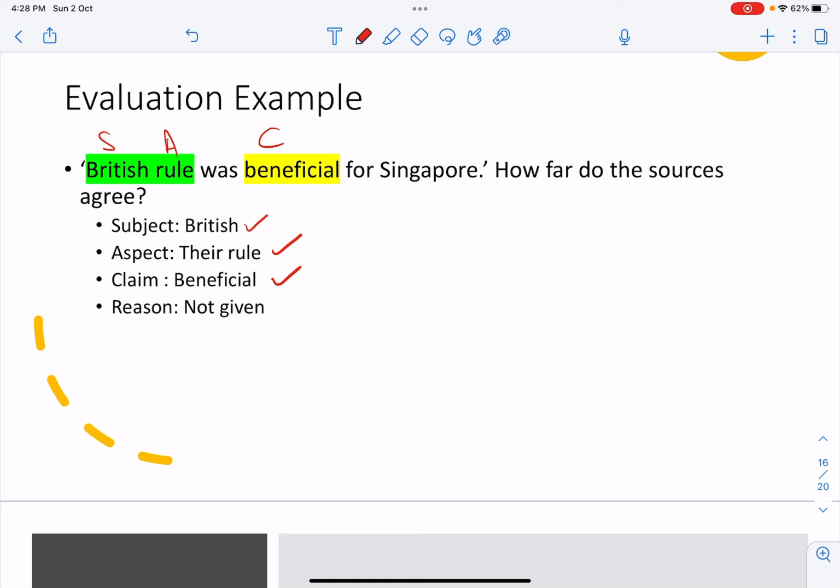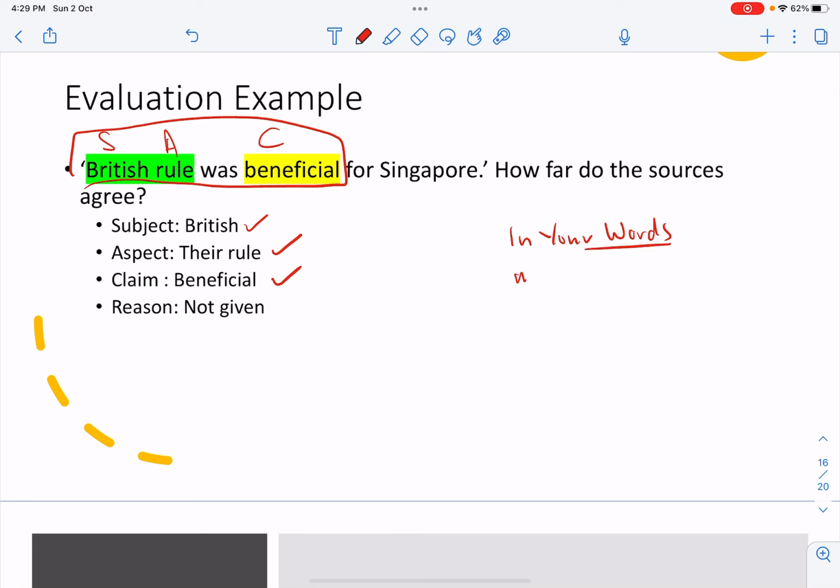Okay, first find out whether the source matches with this subject, aspect, claim, then figure out what exactly the reason is, and explain the reason as far as possible in your own words. Okay, please explain in your own words. Okay, make extensions and do them one source at a time. One source at a time.